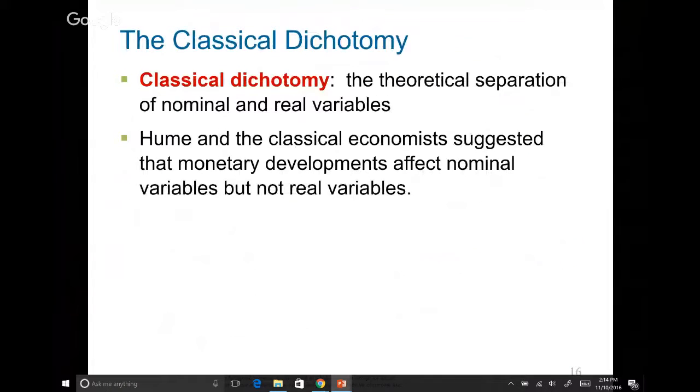Know what's a classical dichotomy? It just means that there is a separation between nominal and real variables. So do not get them confused. Real is measured in physical terms, and nominal is measured in monetary terms, and they are not the same. Now this concept was made popular by an economist named David Hume. Okay, so this is the guy who came up with it.